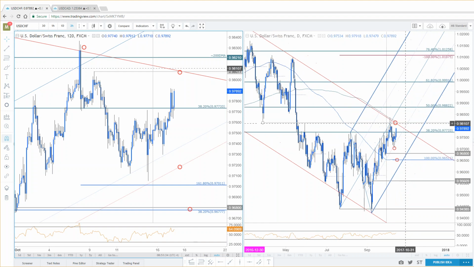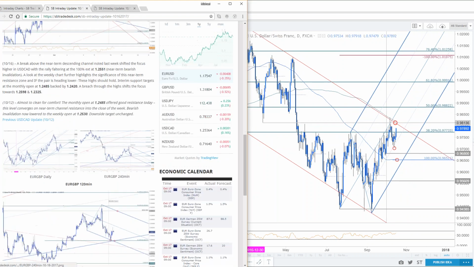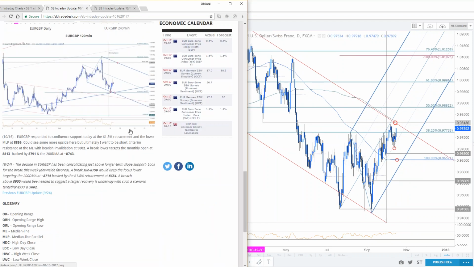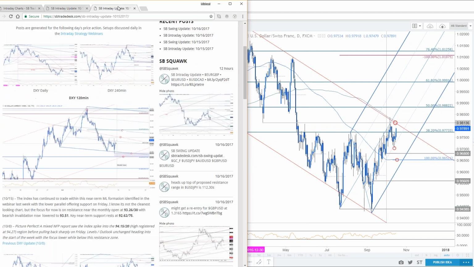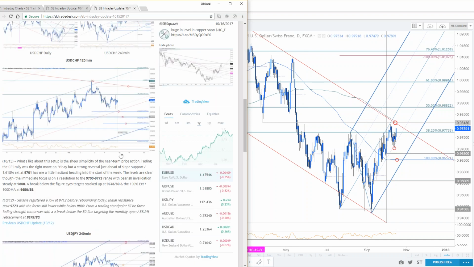So to put things in perspective, here's euro pound from last night. No change to those levels, by the way, guys. So we came right back into support, and then we popped right back into that resistance level. So no change to levels from last night. The previous update, here's what Swissy looked like.